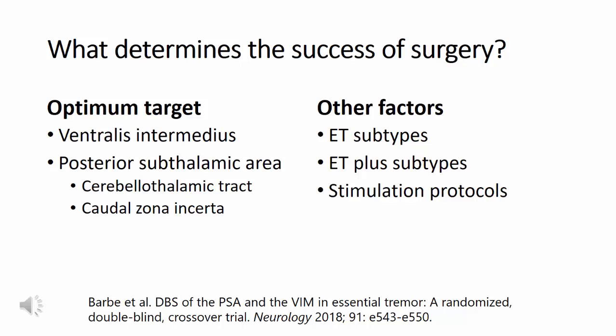To my knowledge, there is only one controlled study, and this study found that there is no significant difference in efficacy for deep brain stimulation in the ventralis intermedius versus the posterior subthalamic area. However, this study and others found that the posterior subthalamic area might be a more efficient target in terms of the stimulation parameters needed to control tremor.